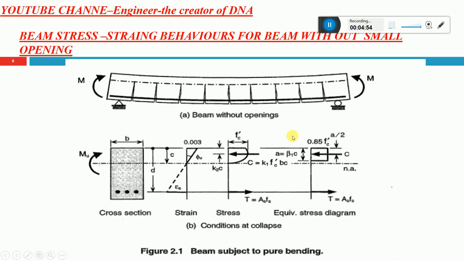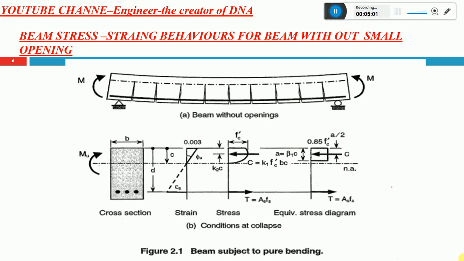Then we can look at the stress-strain behavior of a beam without small openings. So, a normal beam, I am saying a beam without an opening, and I just want to show how it behaves compared with the beam with an opening. This is the cross section. Strain will be there, and the stress will be the equivalent stress diagram. You may know about this stress-strain diagram, how it comes and how it is analyzed.